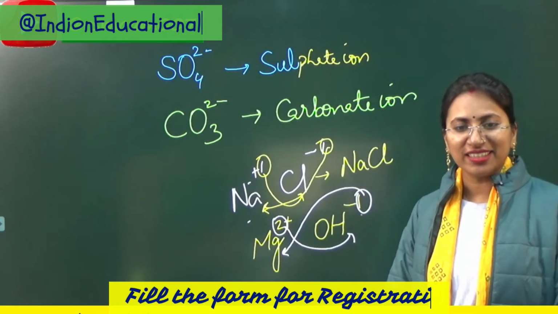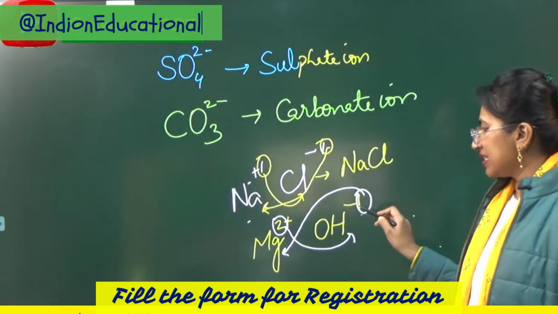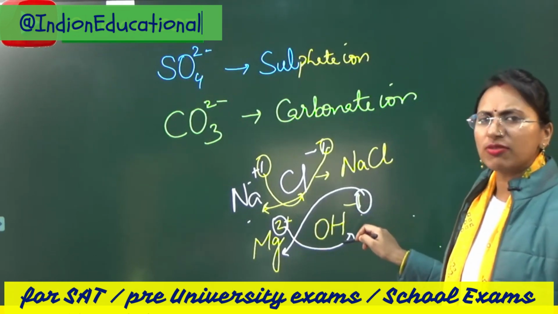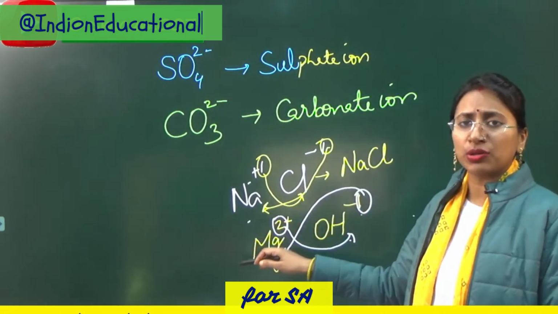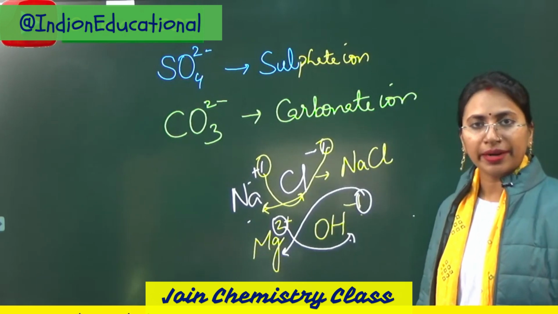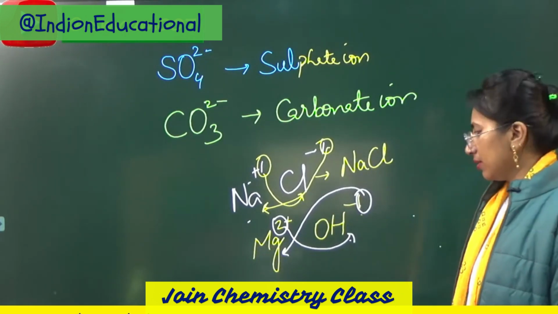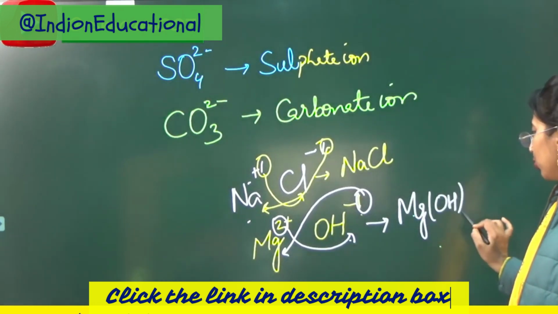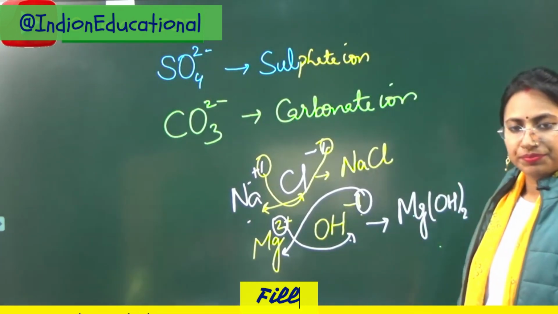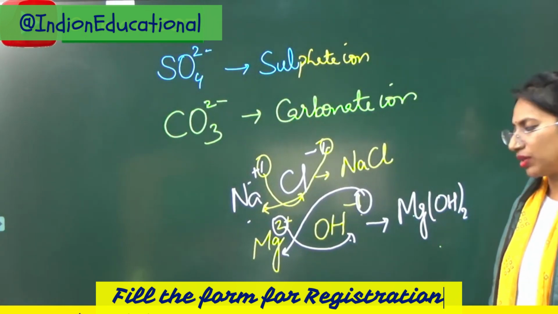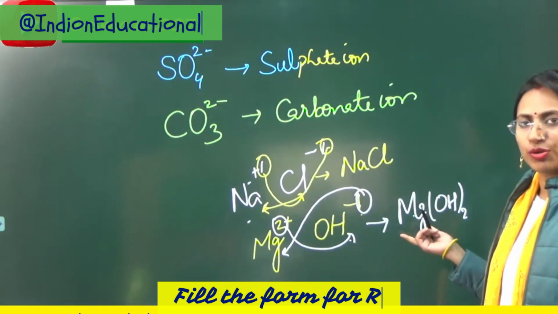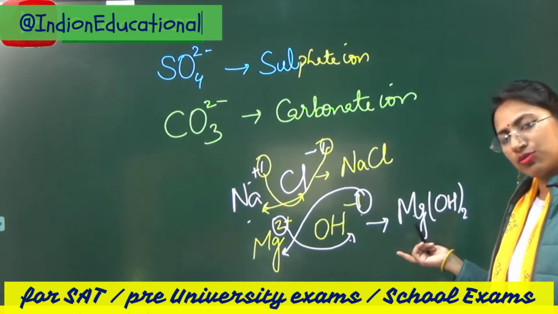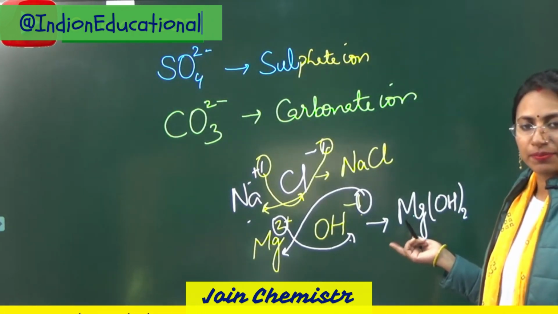Is that clear? What is it called, which we have to crisscross? It is generally called the valency, or the charges present on that particular cation or anion. So the formula will be Mg(OH)2. What will be the name of this compound? Magnesium hydroxide. Very nice.